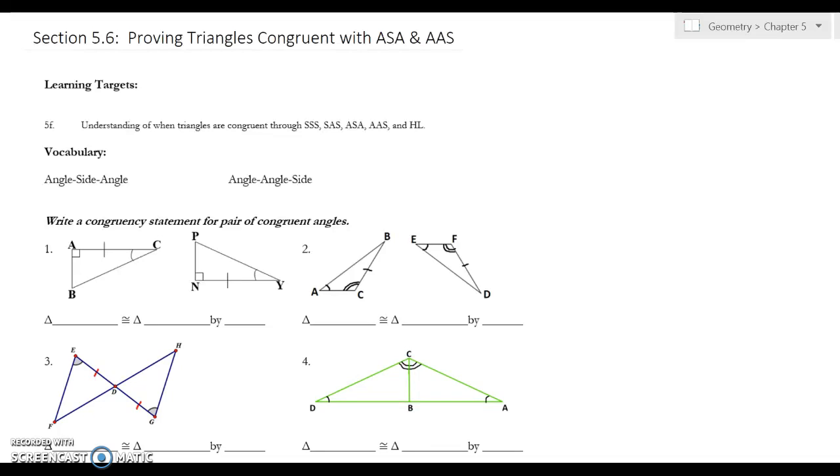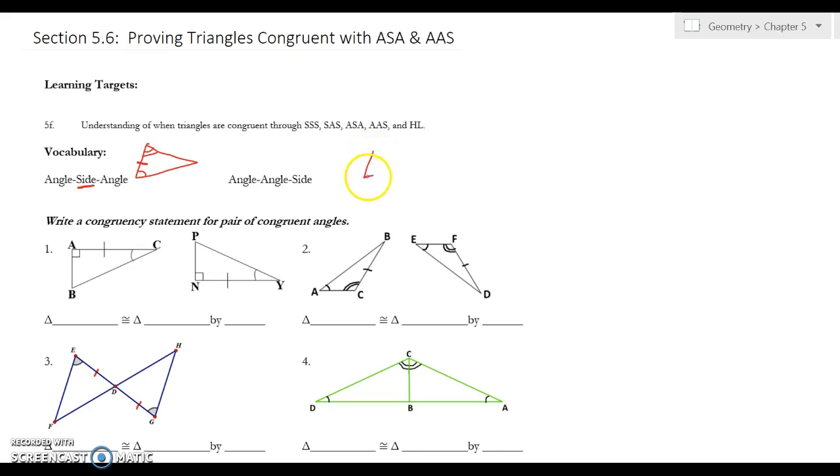All right, what we're working with today is section 5.6, and what we're going to learn today is how you can prove triangles are congruent with angle, side, angle. With angle, side, angle, I have two sets of congruent angles, but then the side is squished in between. So the side is squished, so I have angle, side, angle.